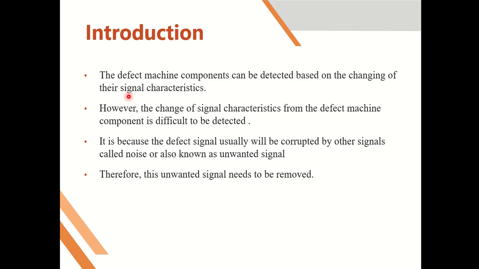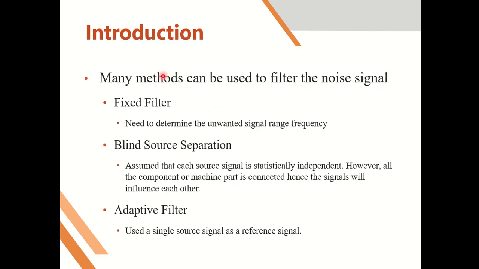So as you know, the defect machine components can be detected based on the changing of the signal characteristics. However, the change of signal characteristic from the defect machine component is difficult to be detected. So because the defect signal usually will be corrupted by other signals called noise or also known as unwanted signals. Therefore, these unwanted signals need to be removed.